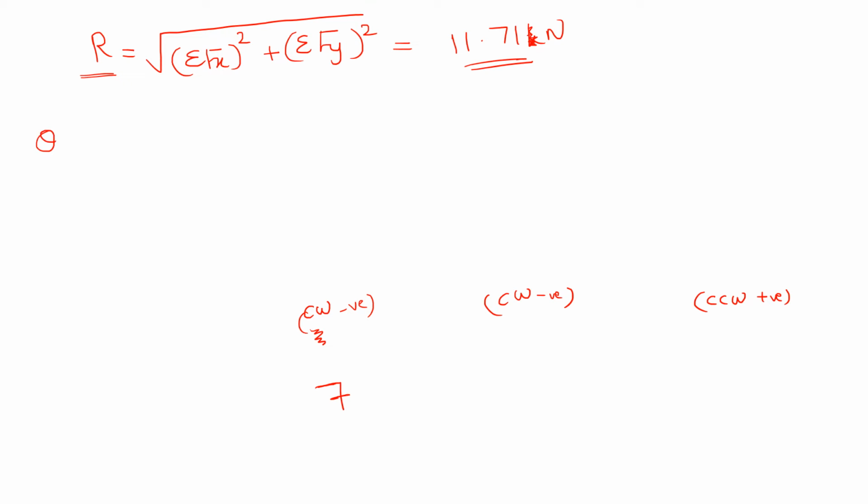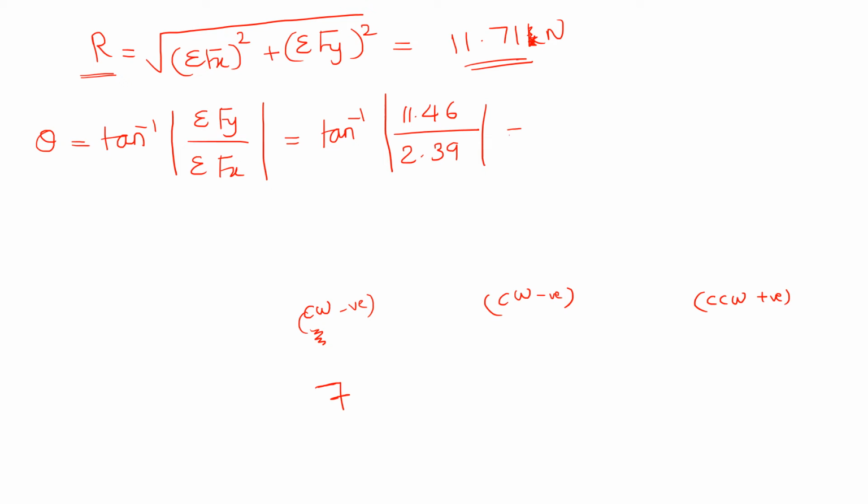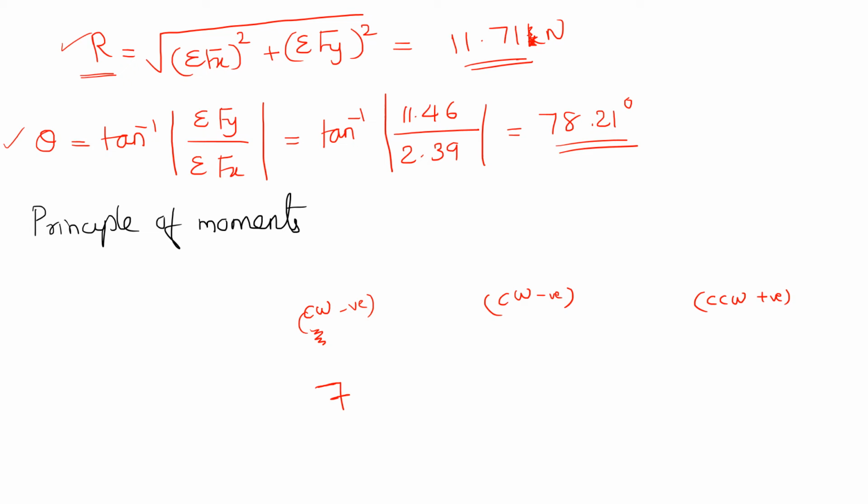To calculate the inclination, that is theta, tan inverse of the modulus of sum of F of y divided by sum of F of x, that's equal to tan inverse of 11.46 by 2.39, which is equal to 78.121 degrees. So magnitude and inclination are there. Next we need to calculate the position. To calculate the position, we can apply the Varignon's theorem or the principle of moments. Principle of moments is nothing but the moment of the resultant about any axis is equal to the algebraic sum of the moments of its components.